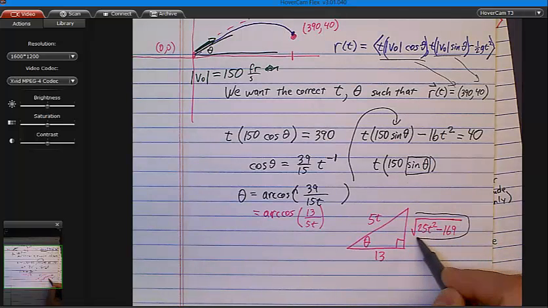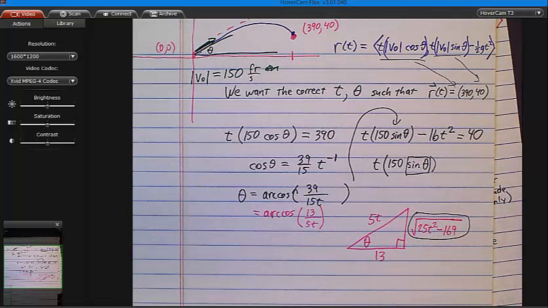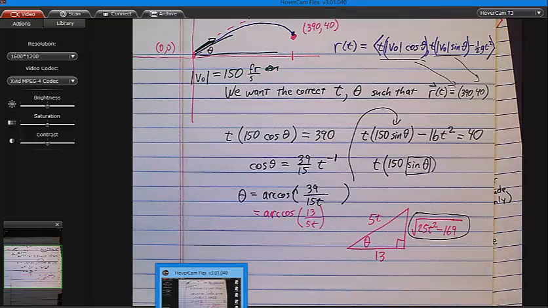Yeah, but you already solved the problem. Well, I didn't do it this way. And I didn't solve the problem. I've got a good point. 73 degrees. What?